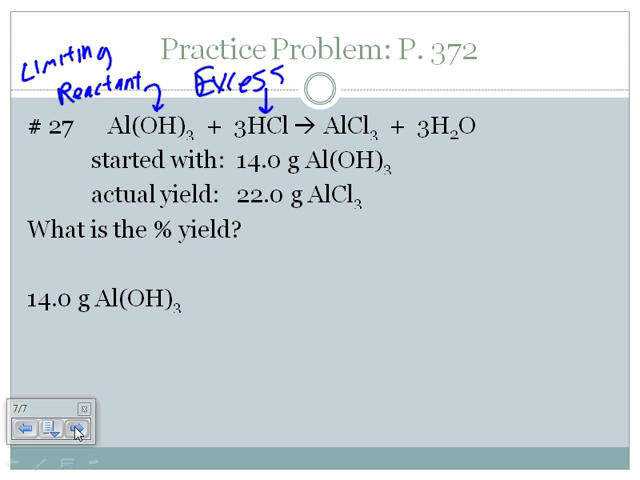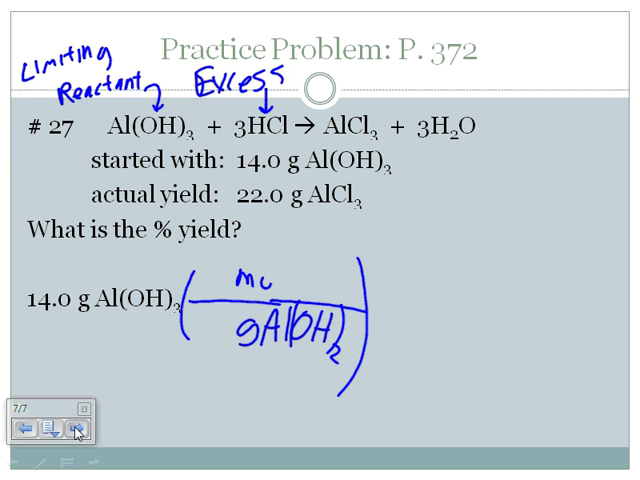As always, you start with what you're given, 14.0 grams of aluminum hydroxide. Grams of aluminum hydroxide in the denominator. You need to figure out moles of aluminum hydroxide. Looking at our periodic table, we know this is going to be 1 mole, doing our mole conversion, going from grams to moles. On the bottom here is the molar mass of aluminum hydroxide. I'm not going to show you how to do that. You should know how to do that by now, but the answer is 78.0 is the molar mass of aluminum hydroxide.